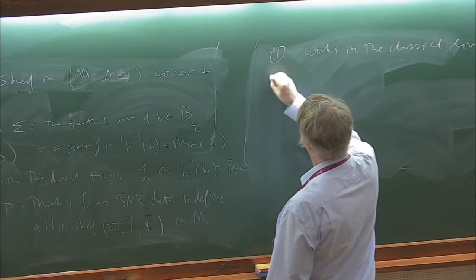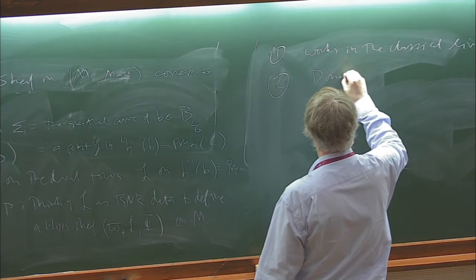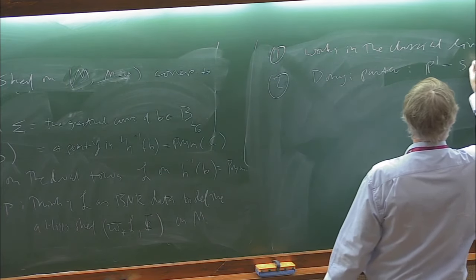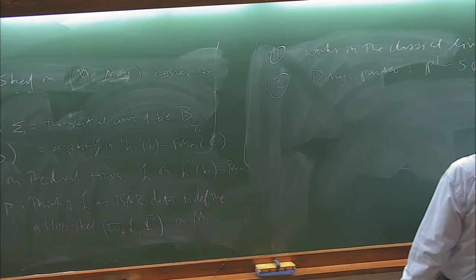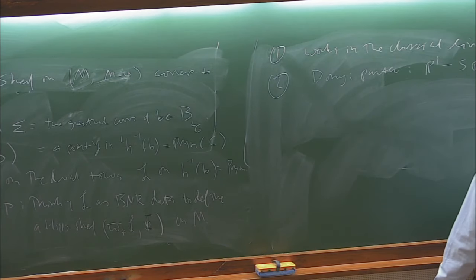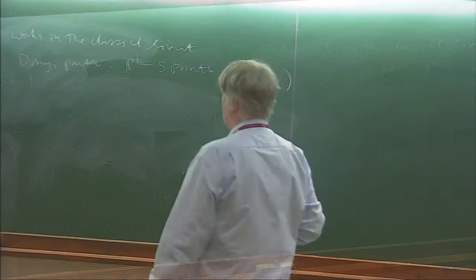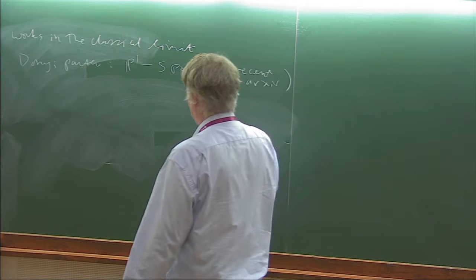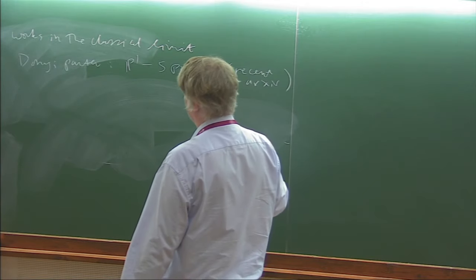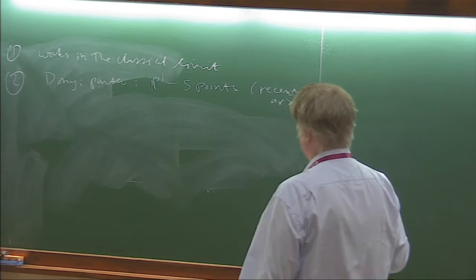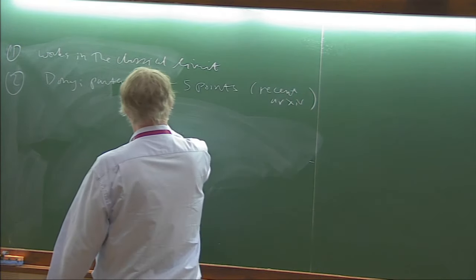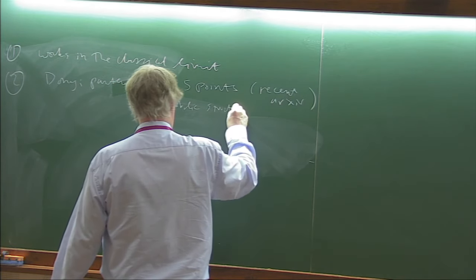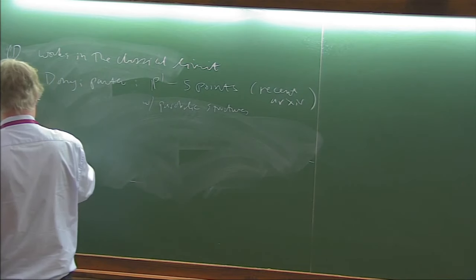And then two, so this was Donagi and Pantev for P1 minus 5 points. I wouldn't say it's their most recent, because you never know, but it's one of their recent arXiv papers, a kind of long paper. It's got lots of calculations, partly because you have to do lots of calculations anyway, but partly because you have to do parabolic structures. And then current work in progress with me.